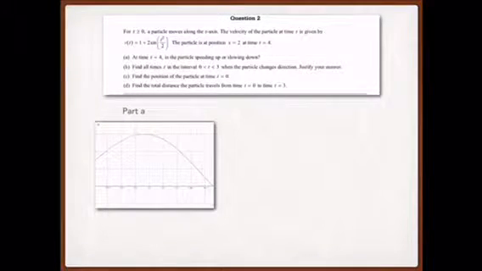Well, from this graph, we have to read it. Do you see the point where t is 4? We have to draw a tangent line and see where the tangent line goes. See? This tangent line goes towards the x-axis. This means that it is slowing down. If the line was going away from the x-axis, this means that it is speeding up.